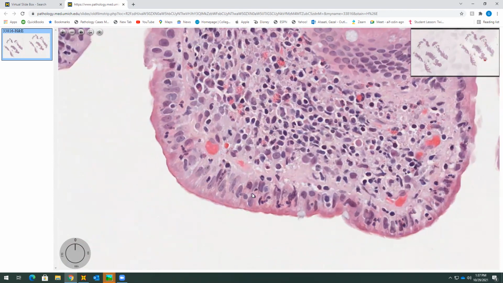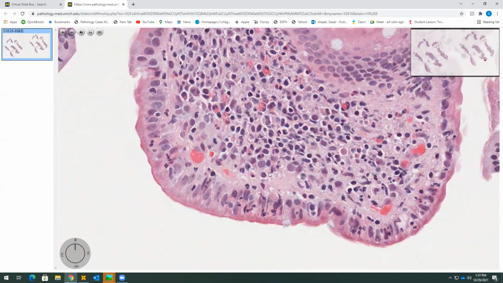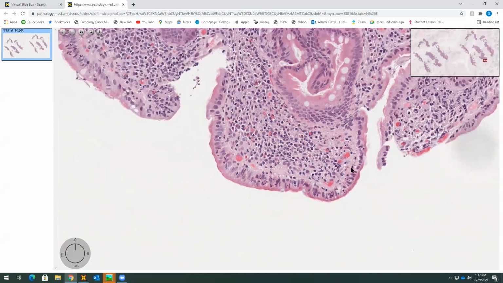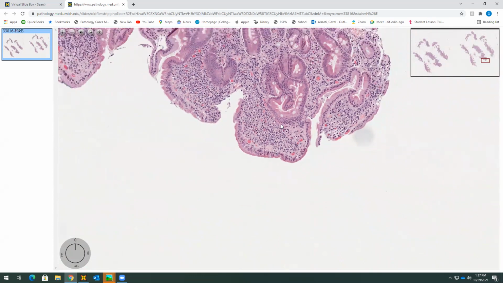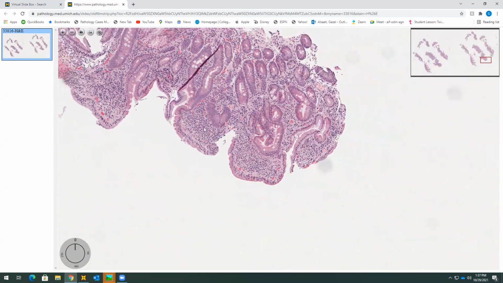Can you guys hear me? Yes. Okay, good. So this is a duodenal biopsy with active duodenitis. Okay. When I see activity, I look for foveolar metaplasia.